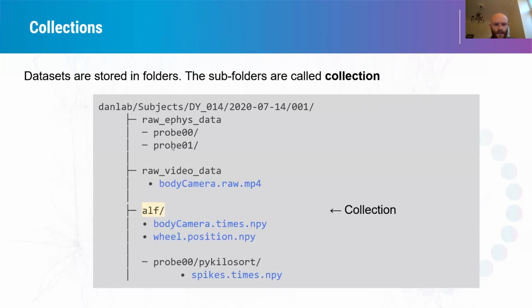So I mentioned these subfolders. These subfolders are referred to as collections in ONE. And the main collection of interest is this ALF collection, which stands for Alex file, because this contains all information that's been synchronized and pre-processed. So all data within the ALF collection, all the timestamps and event times are in seconds relative to the session start.